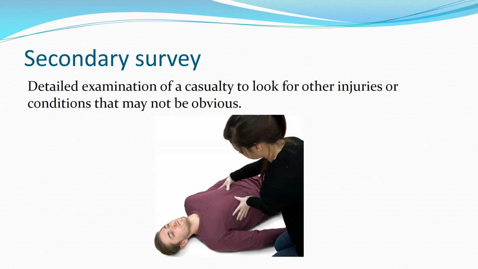Okay, after you have done the primary survey, that means the checking using AVPU, now you do a more detailed examination of the casualty to look for other injuries or conditions that may not be obvious, meaning fractures. Okay, so then you see that person. Usually we will touch the head a little bit, the neck, and then the sides of the body to the side of the legs to see whether there are any broken bones or any bruises.